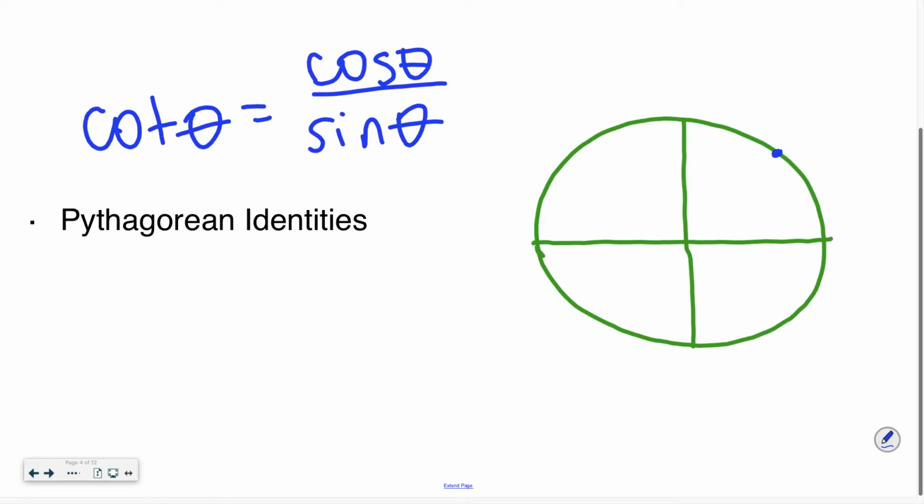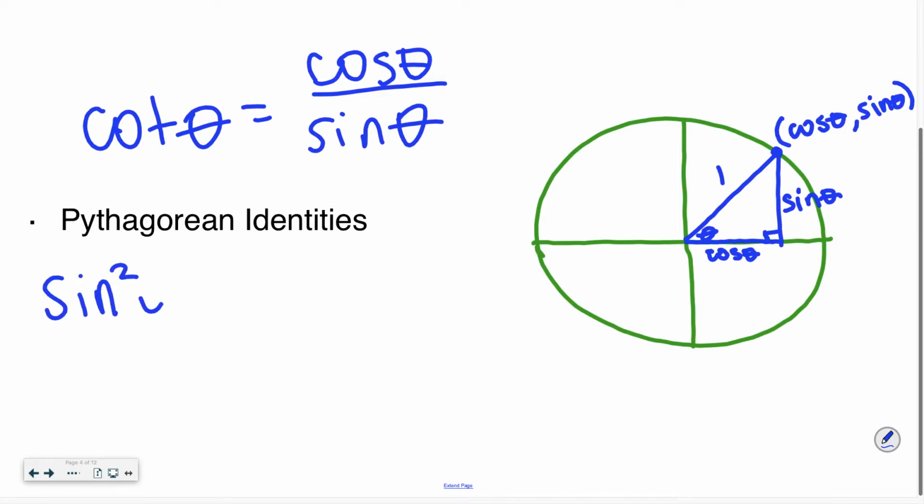If we have a coordinate on the unit circle, x comma y, how did we get the x coordinate? What did the x-coordinate stand for? The cosine of the angle, right? And the y stood for the sine of the angle. So instead of x comma y, we could write cosine theta comma sine theta. Well, if the x distance is cosine theta, the y distance is sine theta, and our hypotenuse is 1, then when we use the Pythagorean theorem, leg squared plus leg squared equals hypotenuse squared, we can write sine squared theta plus cosine squared theta equals 1.